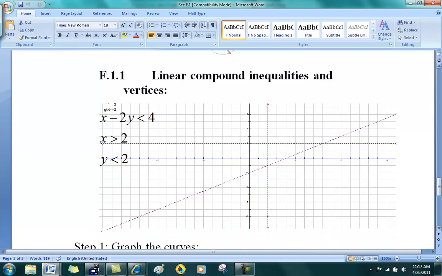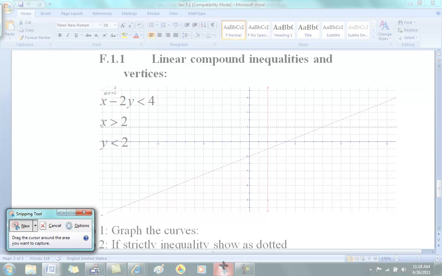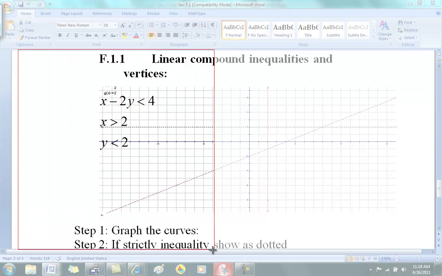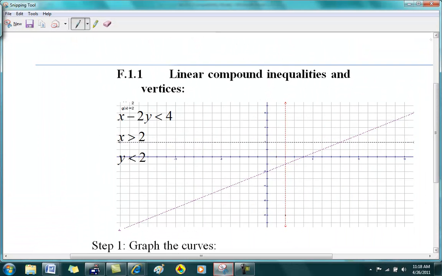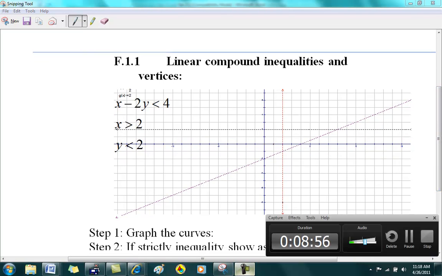Okay, linear compound inequalities. So 3 linear equations, and we need to graph and do an overlap on that. Okay, I'm going to snip this. Oh, I've already drawn all the lines, so that's pretty neat. I must have done that using some graphing program.